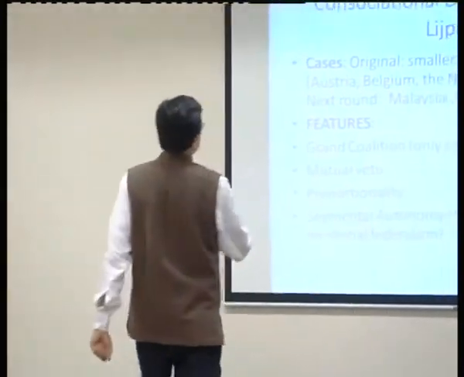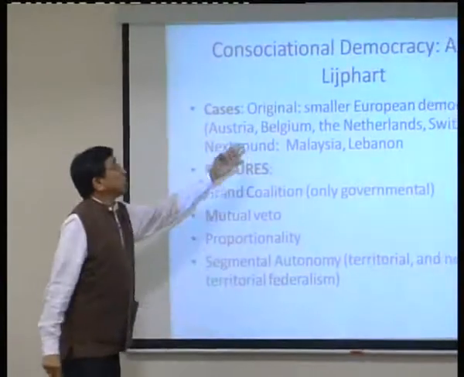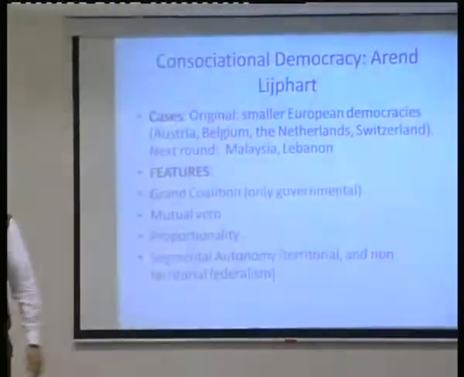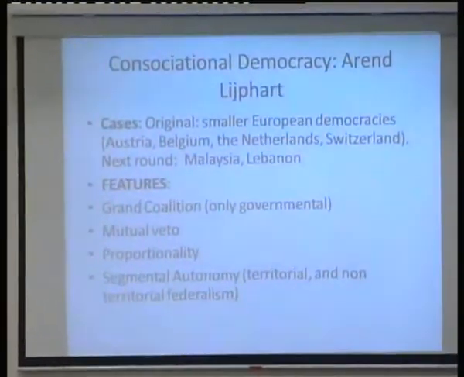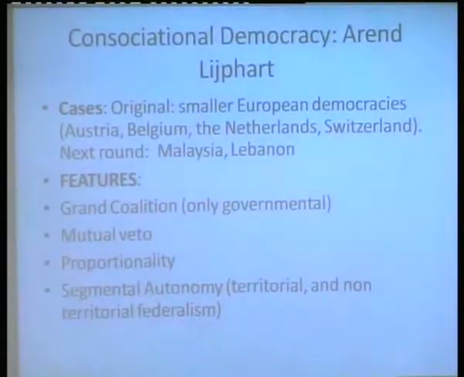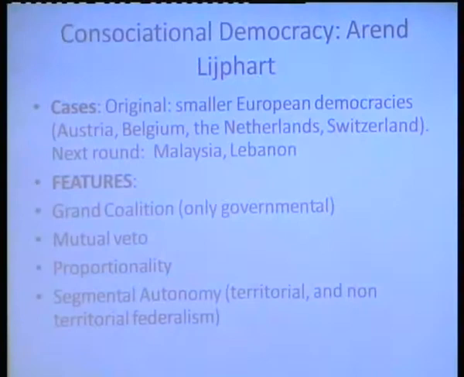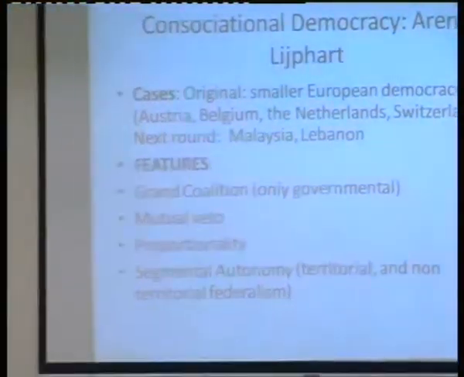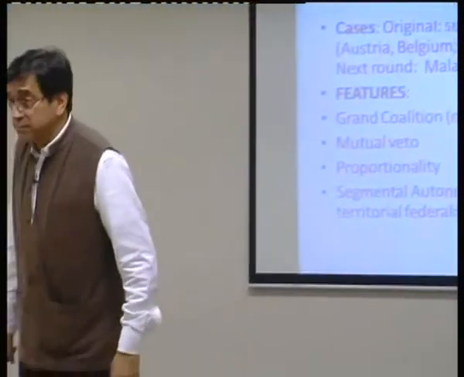Okay, now to consociational democracy, which is at the heart of this literature. What is consociational democracy? First of all, let's look at the cases. The original consociational democracies were small European democracies: Austria, Belgium, the Netherlands, Switzerland. They were the basis for the argument that Arend Lijphart made, that democracies did not have to be of Westminster type.